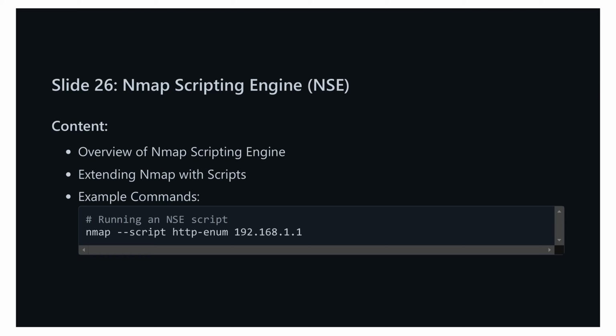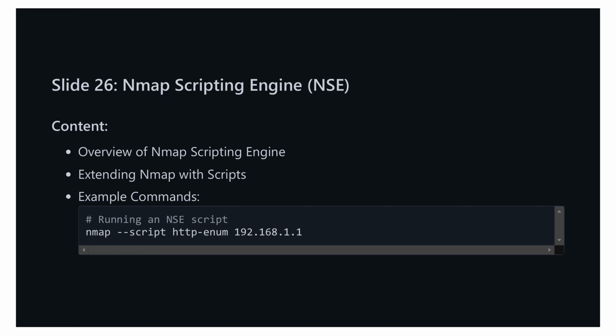Here's an example command: nmap --script http-enum 192.168.1.1. Running this command will execute the http-enum script against the IP address 192.168.1.1, providing you with more detailed information about the HTTP services running on that host. Next, we will explore another tool called theHarvester, which specializes in email, subdomain, and name enumeration to gather more detailed network information.